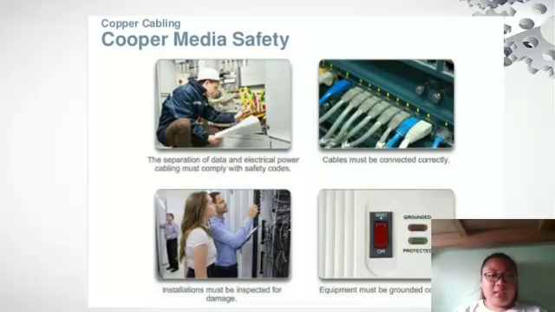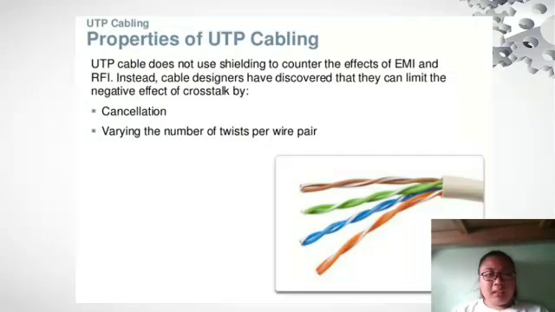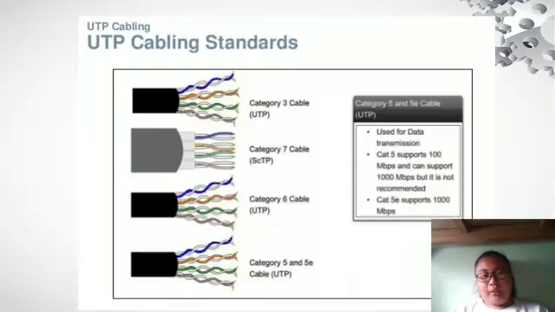Copper media safety. The separation of data and electrical power cabling must comply with safety codes. Cables must be connected correctly. Installation must be inspected for damage, and equipment must be grounded correctly. The properties of UTP cabling. UTP cable does not use shielding to counter the effects of EMI and RFI. Instead, cable designers have discovered that they can limit the negative effect of crosstalk by cancellation and by varying the number of twists per wire pair.